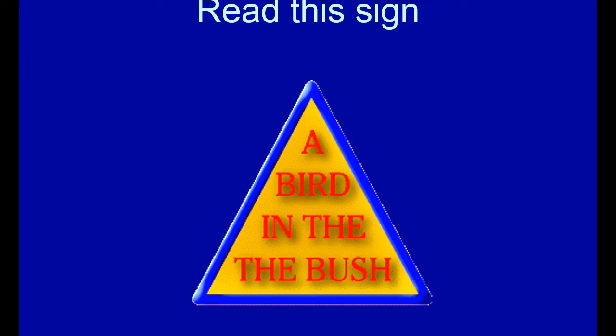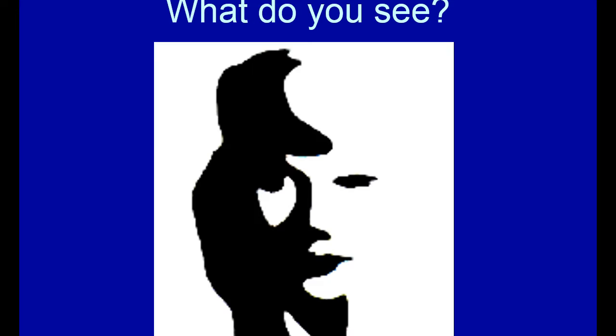So if you read it, you probably read a bird in the bush, but it really says a bird in the the bush. So the is there twice, but what your conscious mind does, it knows that other the isn't there, and it tries to edit it out. But it is there, so we have to watch our observational skills.